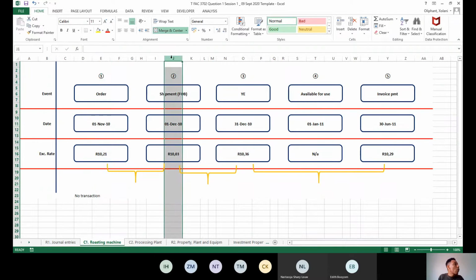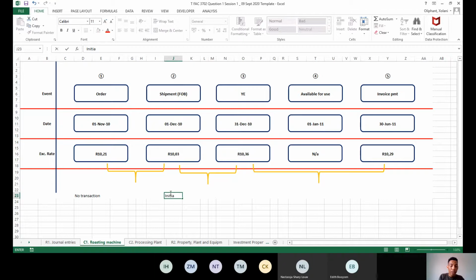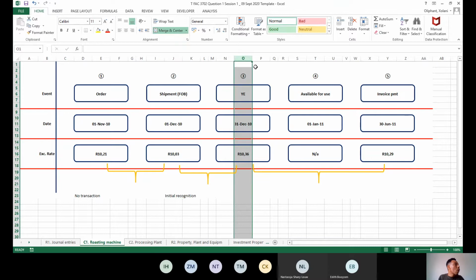So we move on to when this machine was shipped to us on the 1st of December. Here there needs to be an initial recognition as far as this machine is concerned. We're not working with any amounts, we're just trying to analyze the scenario itself. We were only going to pay for this machine on 30th June 2011. That is an interim, but before we even get to interim, we know there is a year end that we need to reach.